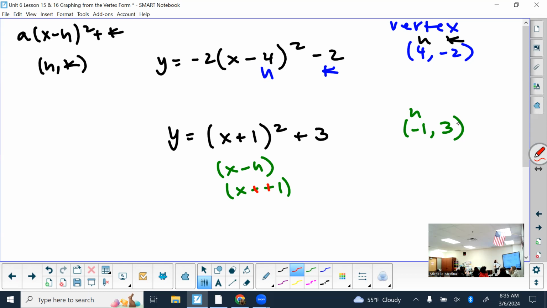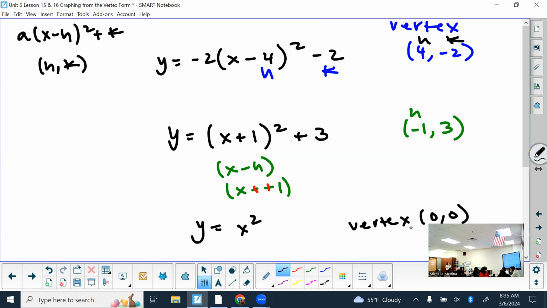I think I'll go back to the other slide I had that had what each letter does to the equation. So then know that if you saw, for example, no number in parentheses with the X, then H must have been 0. Or if you see no number added or subtracted on the end, then K must be 0. Okay, so know that too. Our parent graph has a vertex of 0, 0.